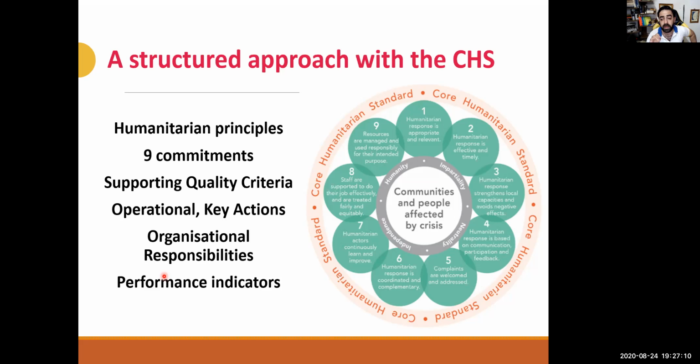Okay. Staff are supported to do their job effectively and are treated fairly and equally. Yes, sure, we are humanitarian workers. For example, we are dealing with people and we are helping people, but we also should help our staff. We should deal with them as we deal with our beneficiaries. Resources are managed and used responsibly for their intended purpose, because this donation is coming to help people. There's a purpose behind this, whether in kind or money or whatever type of donation you are getting, it is directly for people in need.